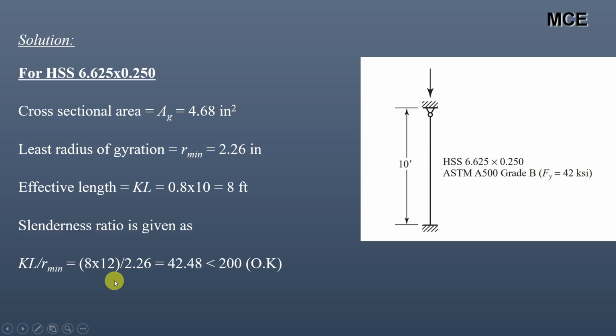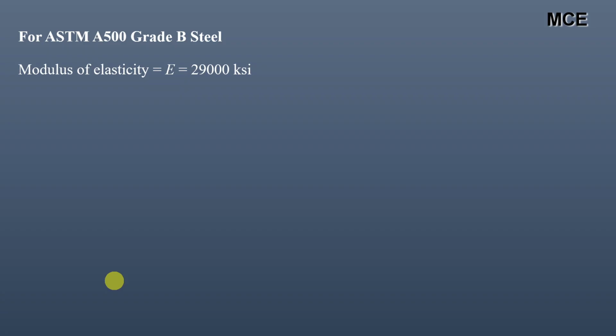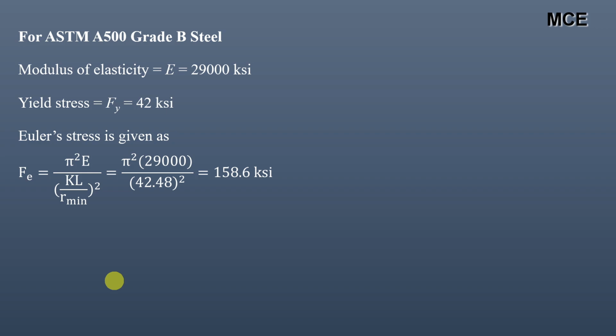After that, for ASTM A500 grade B steel, the modulus of elasticity is 29,000 KSI, that is kips per square inch. Yield stress is 42 KSI. Euler's stress is given as pi square E divided by KL over r minimum whole square. So it will be pi square into 29,000 divided by 42.48 whole square, which is 158.6 KSI, the Euler's buckling stress for this column.